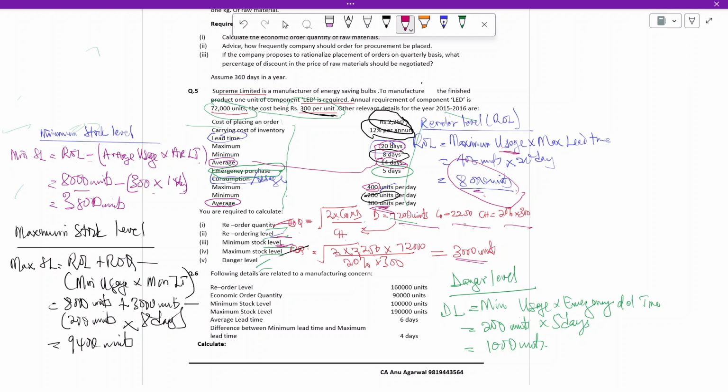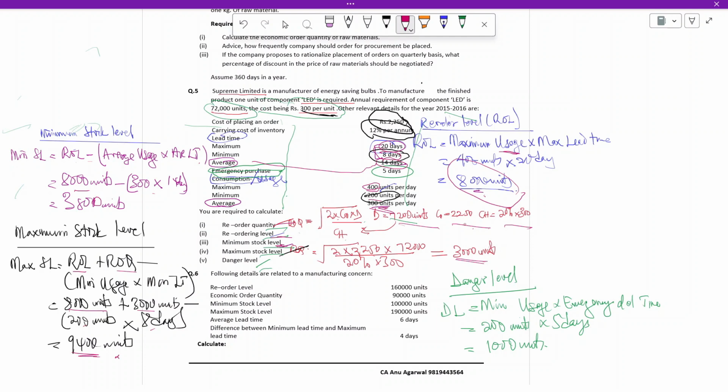Let's go to the maximum stock level. Maximum stock level is given by the formula reorder level plus the reorder quantity minus, into bracket, minimum usage times the minimum lead time. We already have 8,000 units as the reorder level, 3,000 units as the reorder quantity, and the minimum usage is 200, and the minimum lead time is 8 days given here. So when we put the numbers, multiply and subtract, we get 9,400 units.